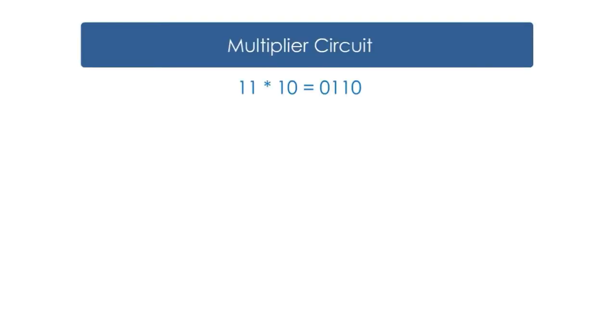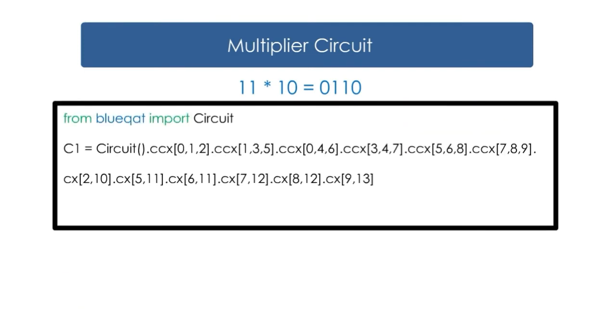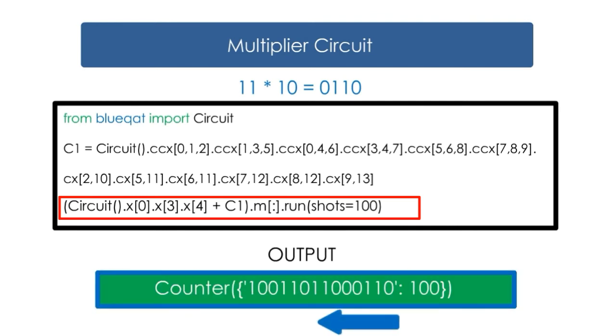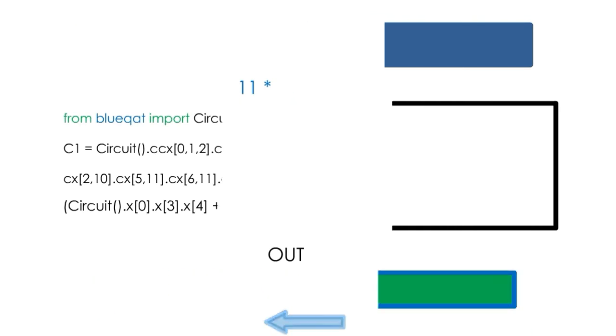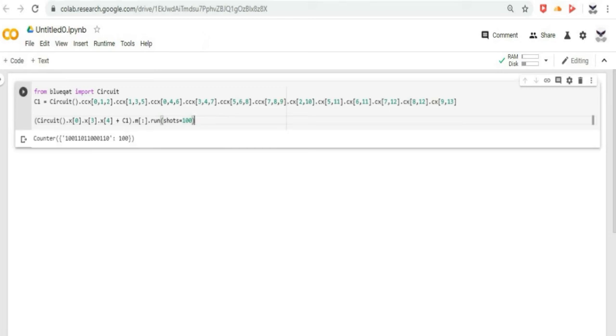Now, let us multiply 11 as A and 10 as B. We have to run this code to get our desired result. After running this code, we will get the output as 0110. Let us confirm this in Google Colab. Type the code that was shown earlier. Then click on the play button to run the code, and as you can see, we get our output as 0110.